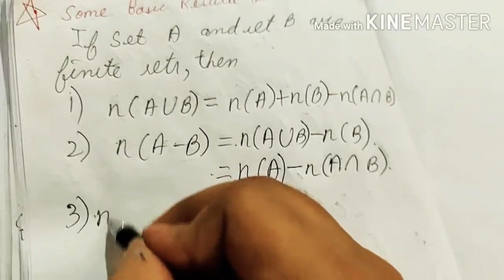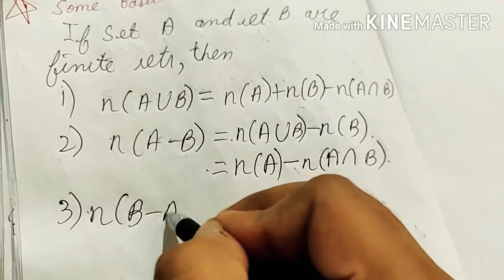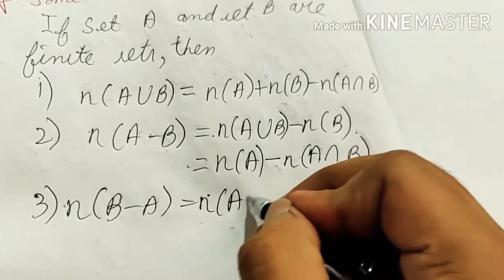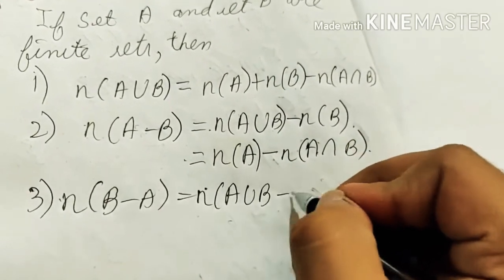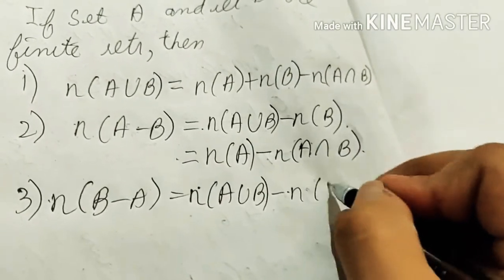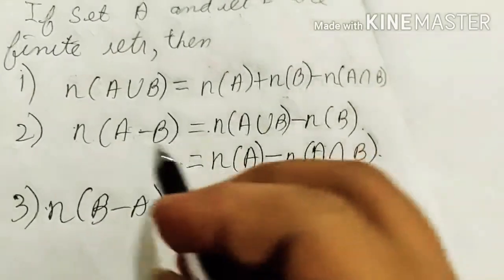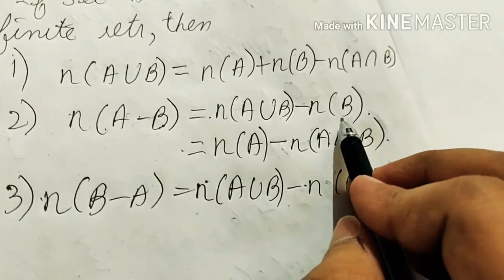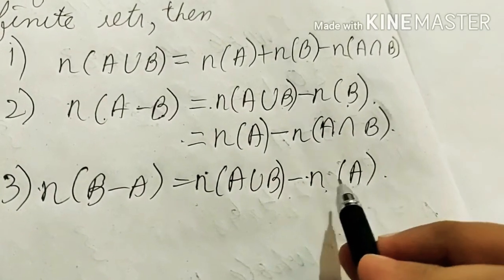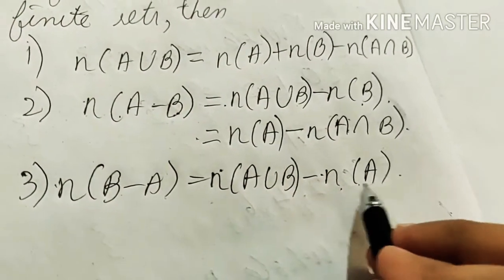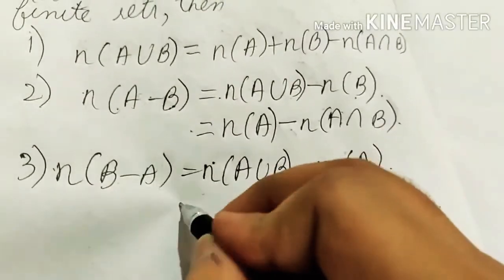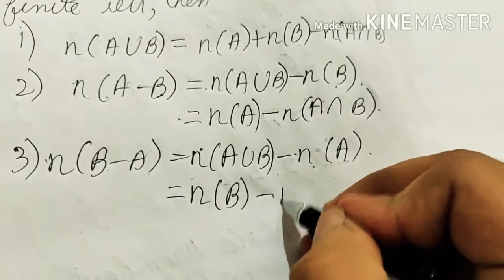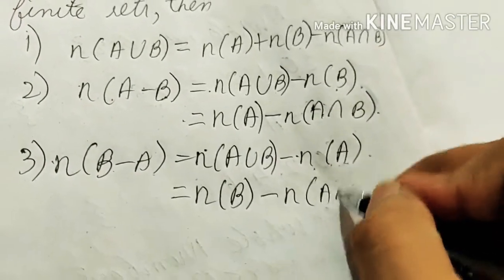Third thing is cardinal number of B minus A is n of A union B minus n of A. We have to subtract B from A, means B is to be removed, so we have removed B. Here A is to be removed, so we have removed A. B minus A, A was to be removed, so we removed A. Or this is also equal to cardinal number of B minus cardinal number of A intersection B.